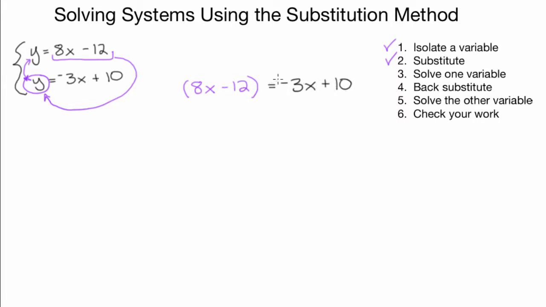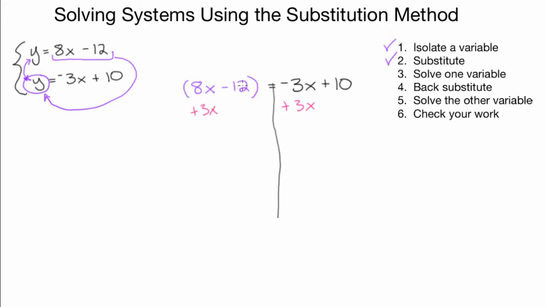Well, I can solve for x now. If that's the only variable I have, I can solve it. I could rearrange that and use all my algebraic methods. Let's go ahead and do that. Let's solve for x. So we're going to solve for one variable. To do that, I need to get x by itself. I'm going to add 3x to both sides.